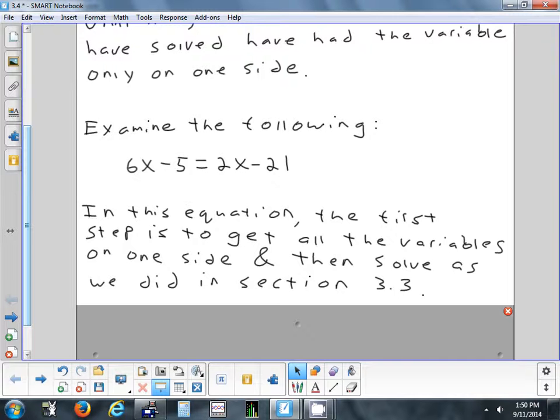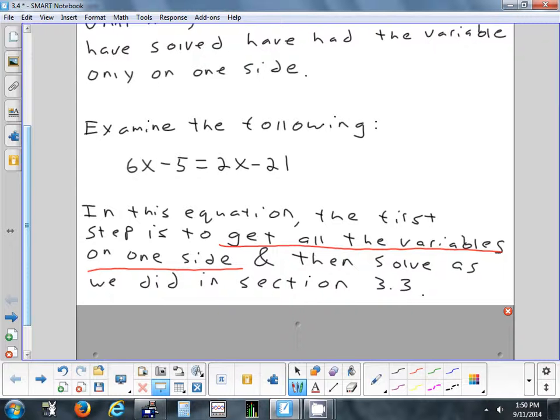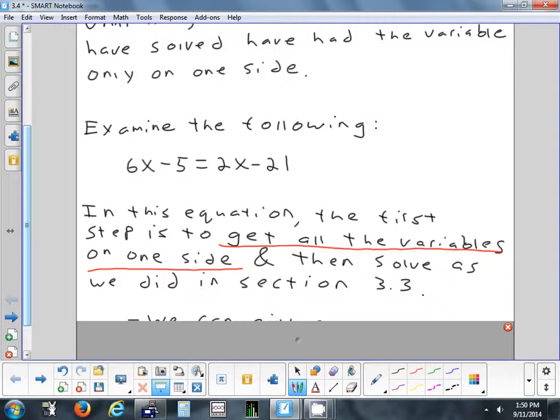So in this equation, the first thing you need to do is get all the variables on one side. Until we do that, we can't use the SAM method. Once we do that, this problem is going to be just like the ones you did yesterday. There's just that one extra step to start: get all the variables on one side.